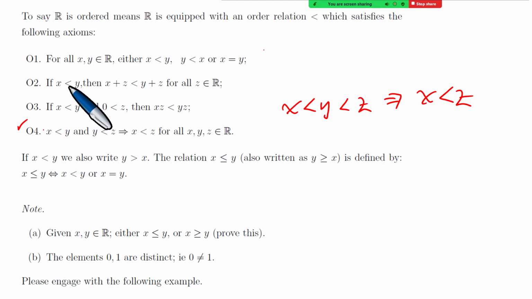Right, these laws, we're just mentioning them. They give this some structure, the kind of structures we shall be dealing with before we continue. If X is less than Y, we also write that Y is bigger than X, which means X is less than Y still. The relation X is less or equal to Y, also written Y is greater or equal to X, is defined by this: X is less or equal to Y if and only if X is less than Y, or X equals Y.